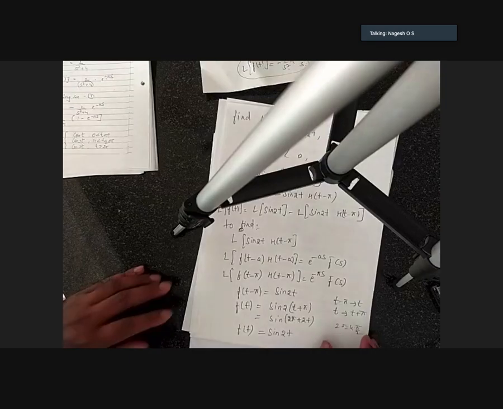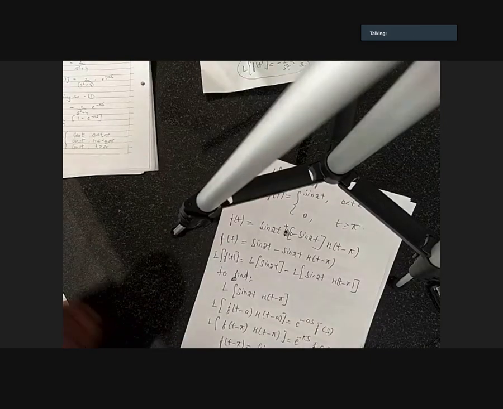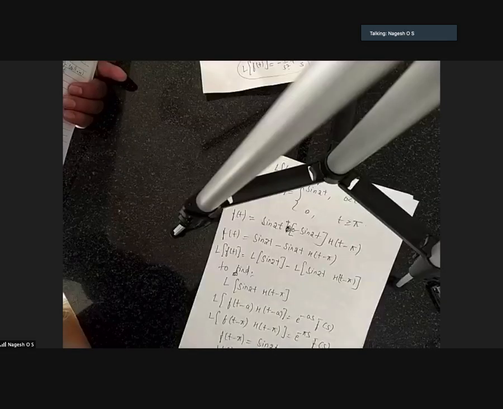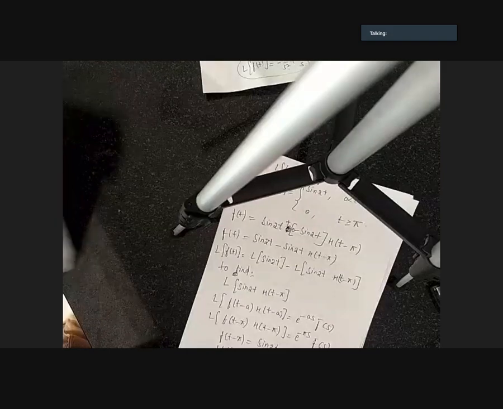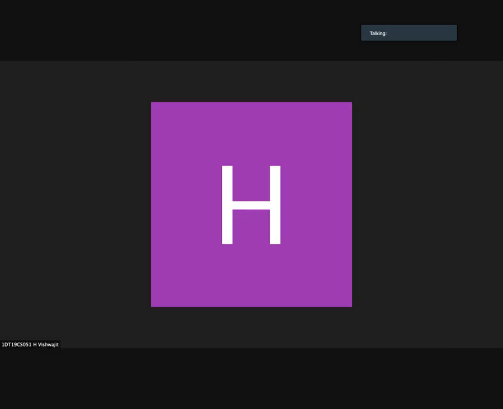Then write this. It is not there in the notes which I shared. That's why. You want to write, you can write. Writing. Okay.